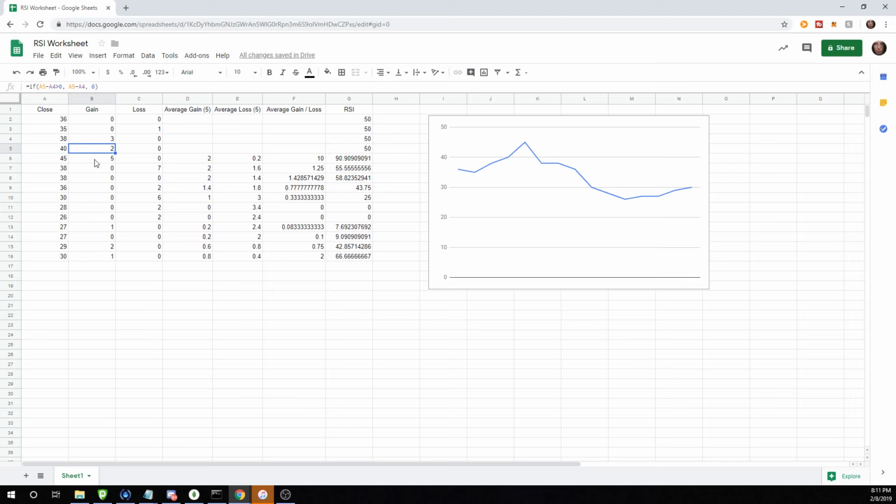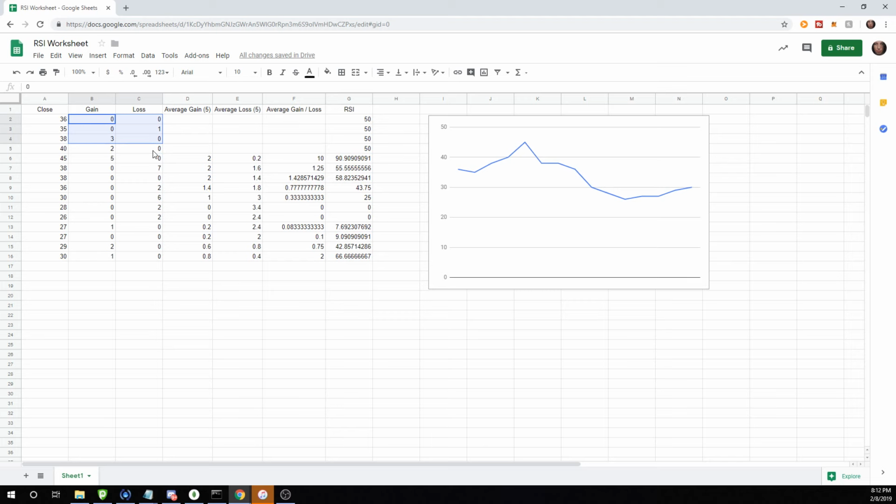You can see this is very simply just a formula to compute: if A6 is greater than A5, then we do A6 minus A5, else we do 0. Okay? On the other side, it's the other way around. If A5 is greater than A6, then we do A5 minus A6, else it's 0. What this does is this gives us our gain and our loss.